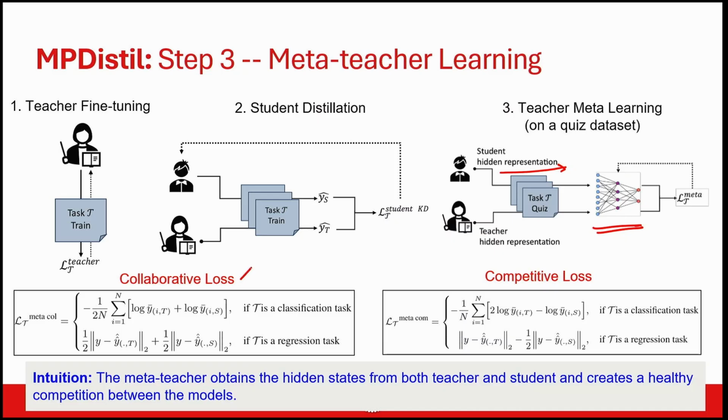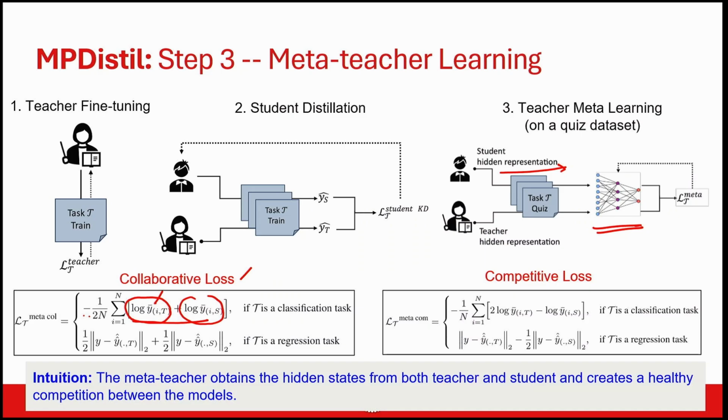Look at the first loss. The first loss is called the collaborative loss. If you look at this equation, what is this component? This is the log logit of the teacher. And this is the log logit of the student. You take the sum of the teacher's and the student's logit, and you want to maximize this. Now you see this minus, because I want to minimize the minus of that, which means I maximize the teacher's logit and the student's logit.